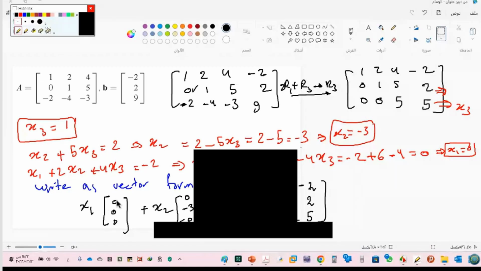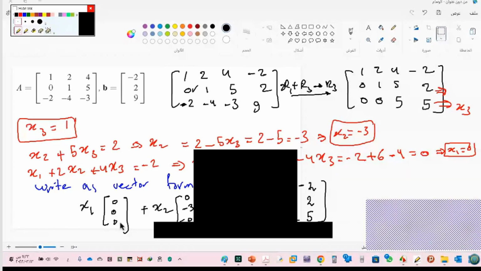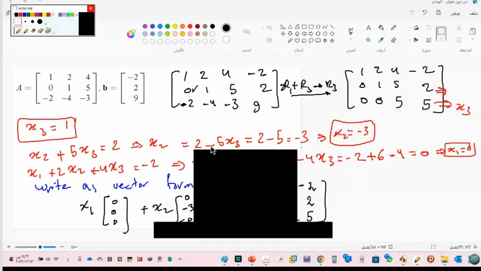Here for x1, what do you have? 0, 0, 0. Okay. Again, I will try to solve this example in detail and then upload it to UBIS later.